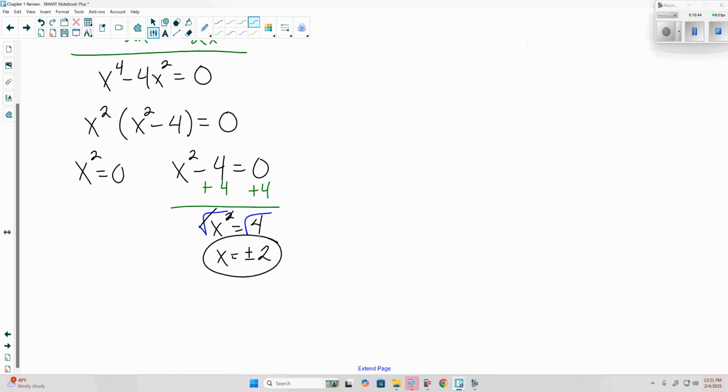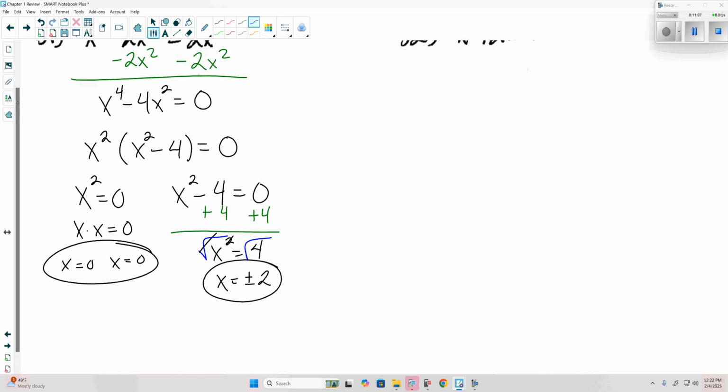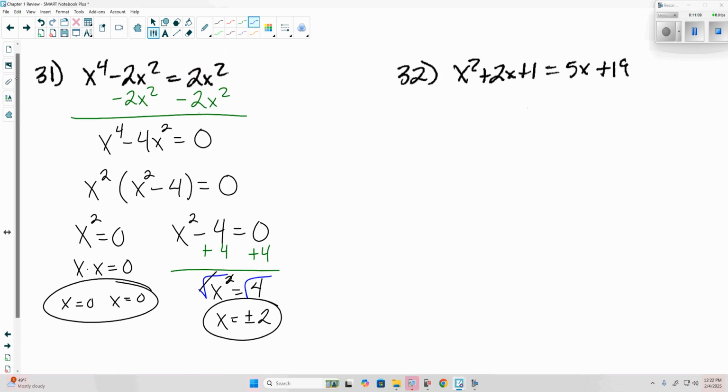Now, interestingly enough, x squared equals 0. Well, it's really telling me that x times x is 0. That means either x is equal to 0 or x is equal to 0. It has 2 zeros at that location. Questions on 31?